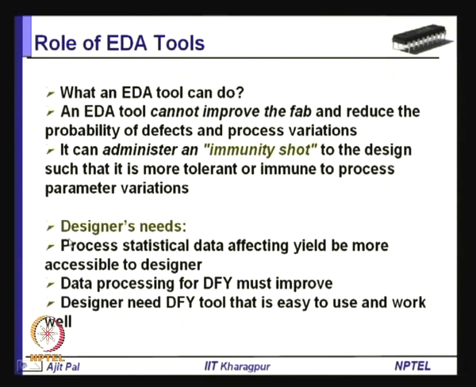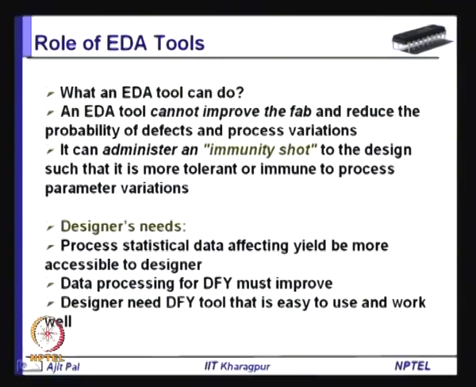And for this purpose, what the designers need is process statistical data affecting yield, and unfortunately, usually there is a communication gap between the fab houses. They keep some of their fabrication techniques or fabrication secret. That means they don't divulge all the information of their fabrication to the designers, and as a consequence a kind of communication gap exists. And if the designer has to do proper design, then the process statistical data affecting yield must be more accessible to the designers.